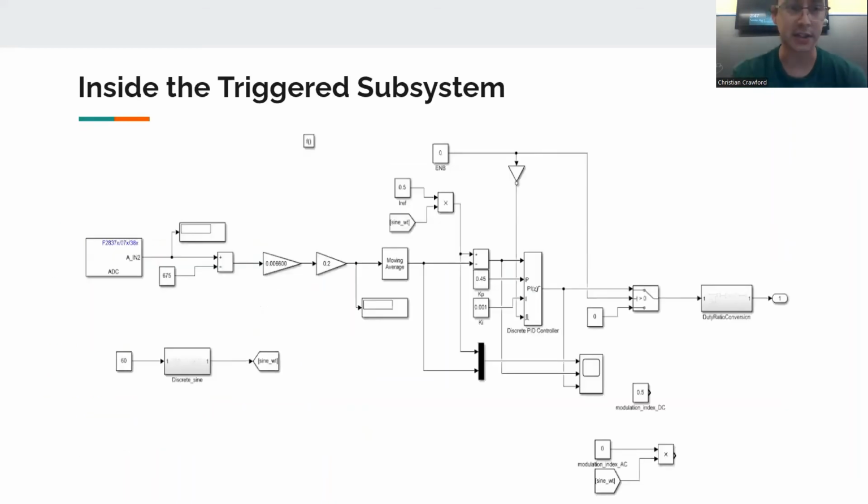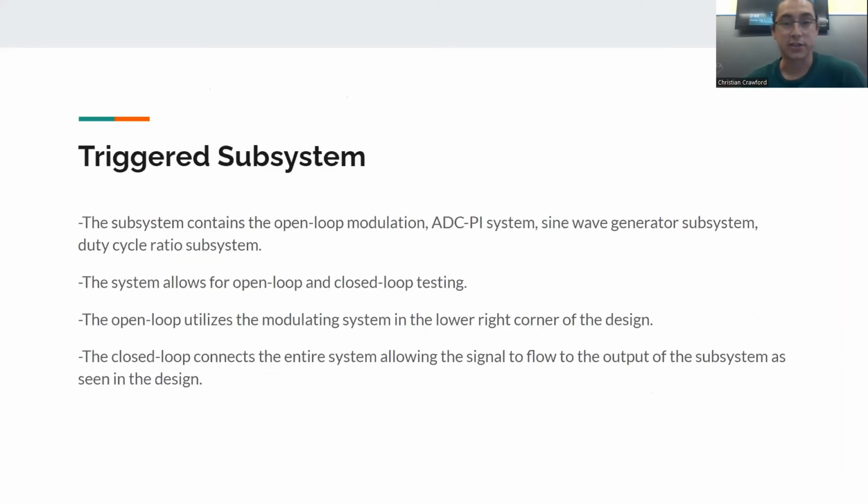All right, so this is actually inside the triggered subsystem. As you can see, there's an ADC block connected to an offset, a couple of gain blocks, and a moving average that enter the PI controller. We have a discrete sine wave subsystem to produce the actual sine wave. We have the duty cycle ratio, and then in the bottom right corner the modulation index for open loop control. So, like I was stating, those are all the components.